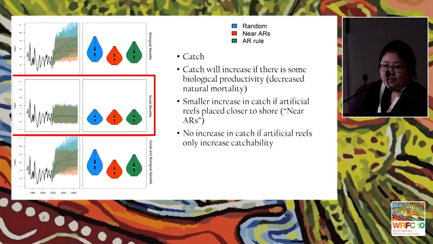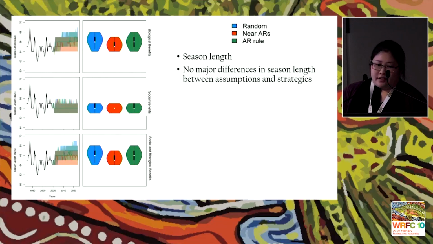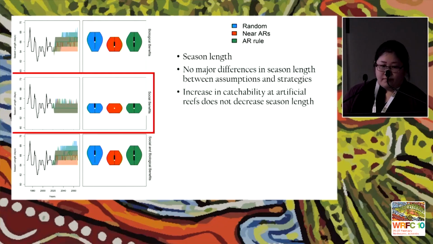And this is a bit of a surprise, but there's no increase in catch if we assume that our fisheries only increase catchability. Then we're looking at season length, and there is actually pretty much no major differences in season length between the different assumptions and strategies.